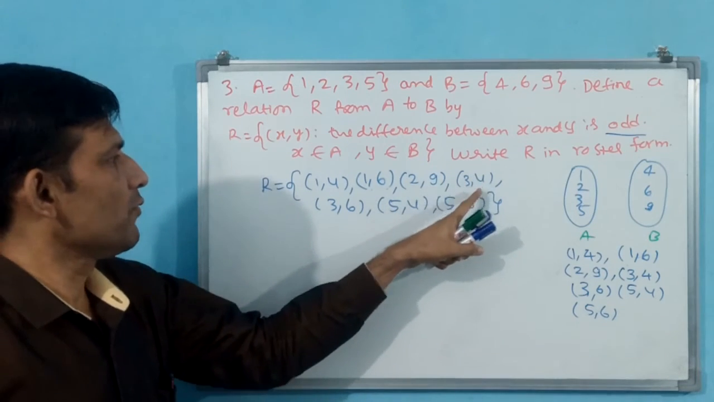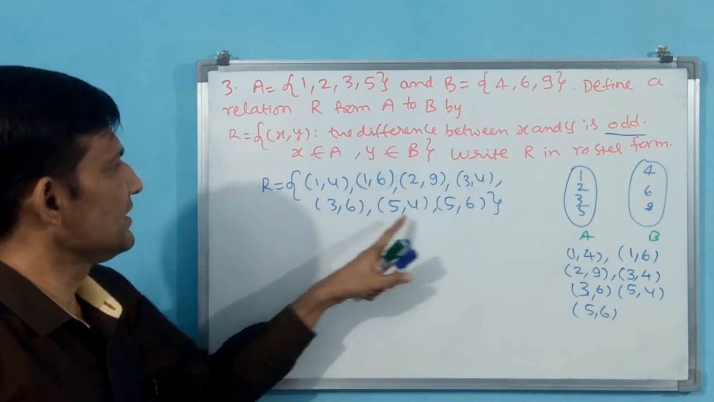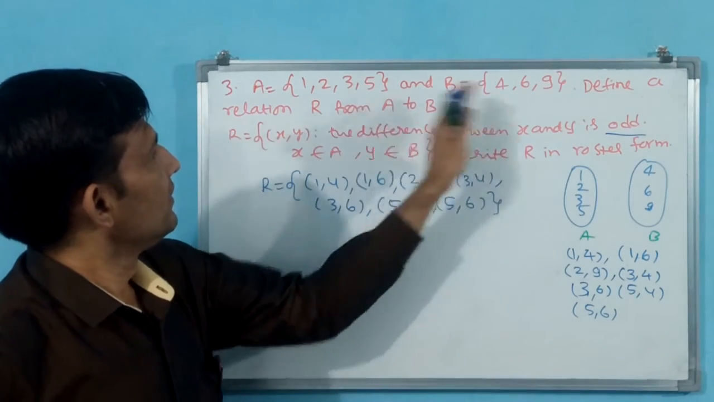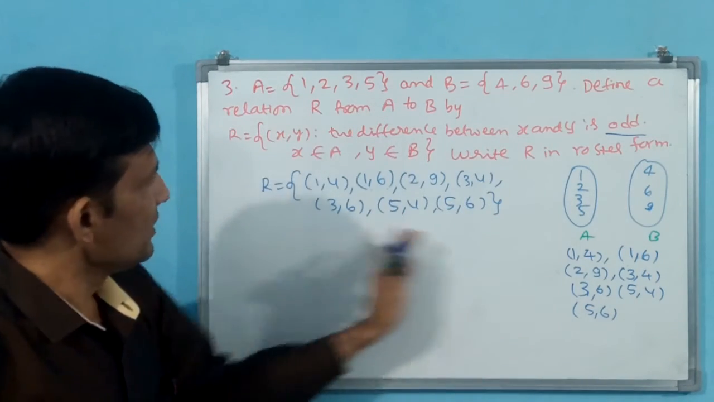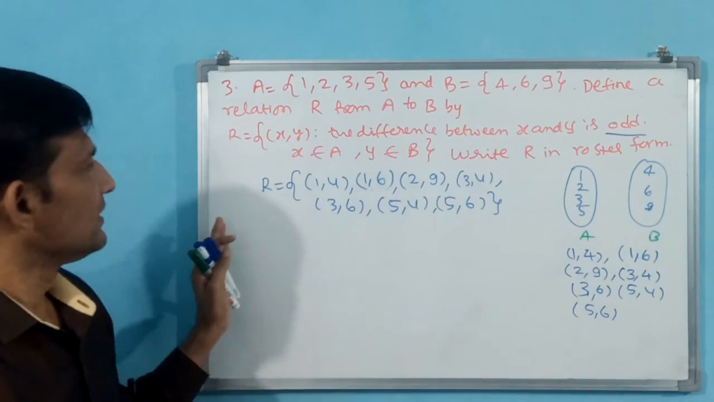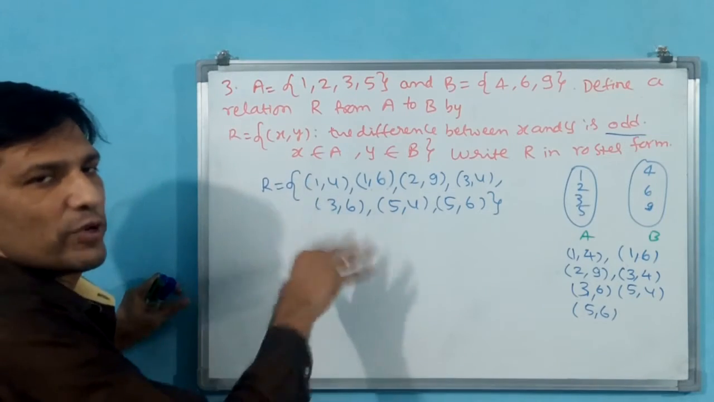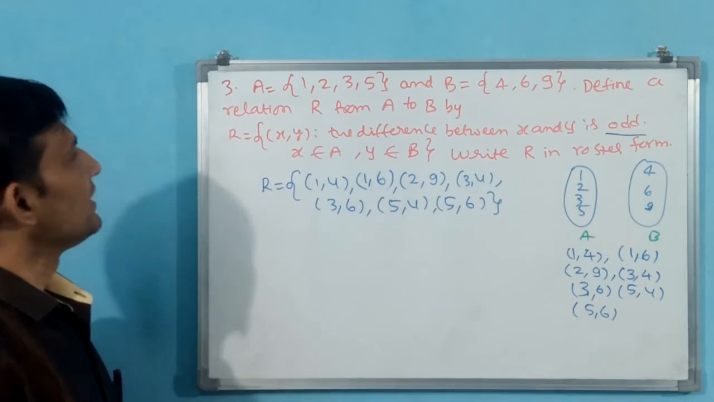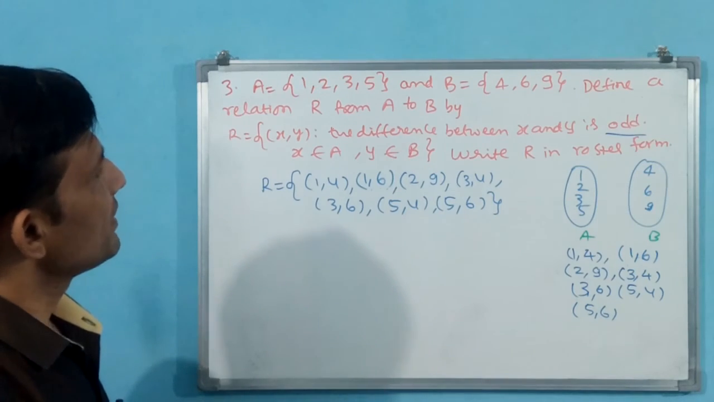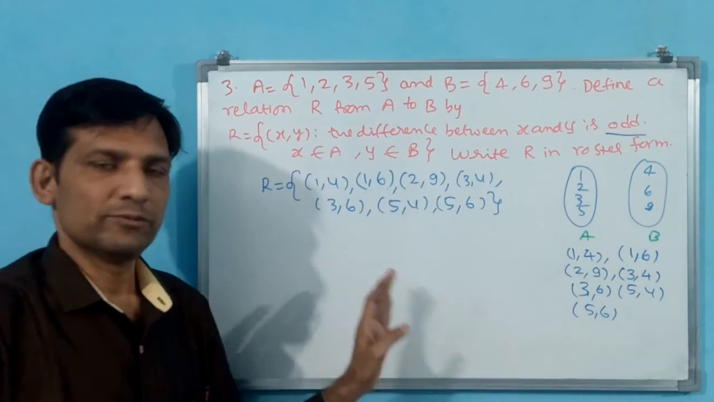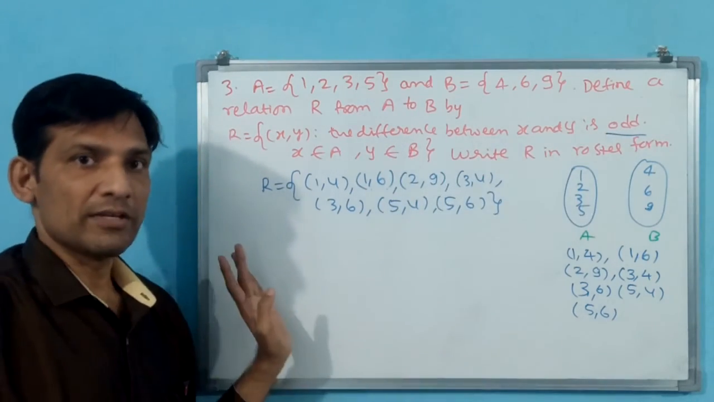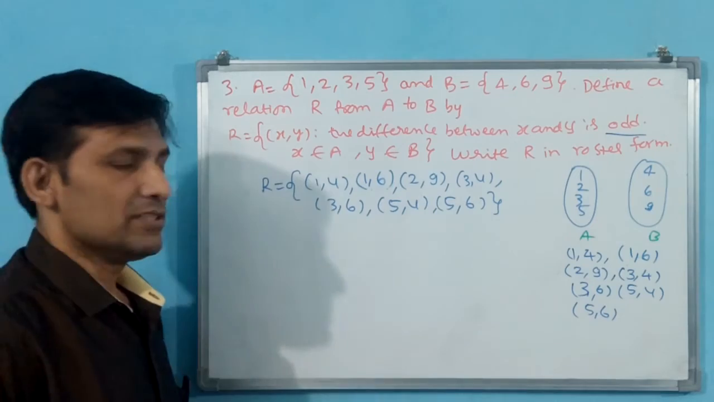9 minus 2 is 7, 4 minus 3 is 1, 6 minus 3 is 3, 4 minus 5, 5 minus 4 is 1, 5 minus 6 is 1. That's all. 5 minus 9 is 4, don't come. Okay, these are the elements or ordered pairs, and this is the relation, we can say roster form relation. Now what is he asking again? Write R in roster form, that's all. This is the answer. Okay, you understand now how we have written? Because he has given the relation as odd, the difference between these elements should be odd.